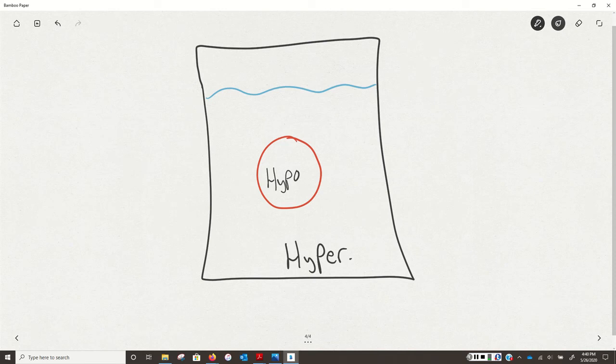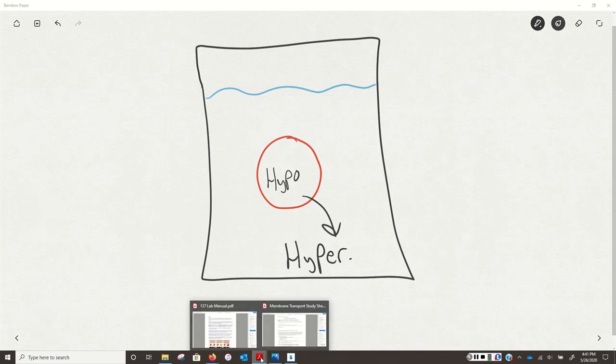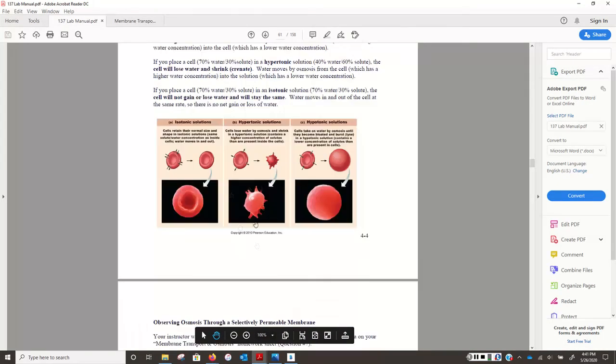If I put a cell down into a hypertonic solution, what will happen over time? Where are there more solutes? Well, that's what hyper means. So there are more solutes in the solution, and what do solutes do? Solutes suck. They're going to suck water out of this cell, and the cell is going to shrivel up. It's going to do what we call crenate. And if you look in your lab manual, that's what we see right here. The cell has crenated. It has lost liquid. And that is a term you need to know. It crenates.